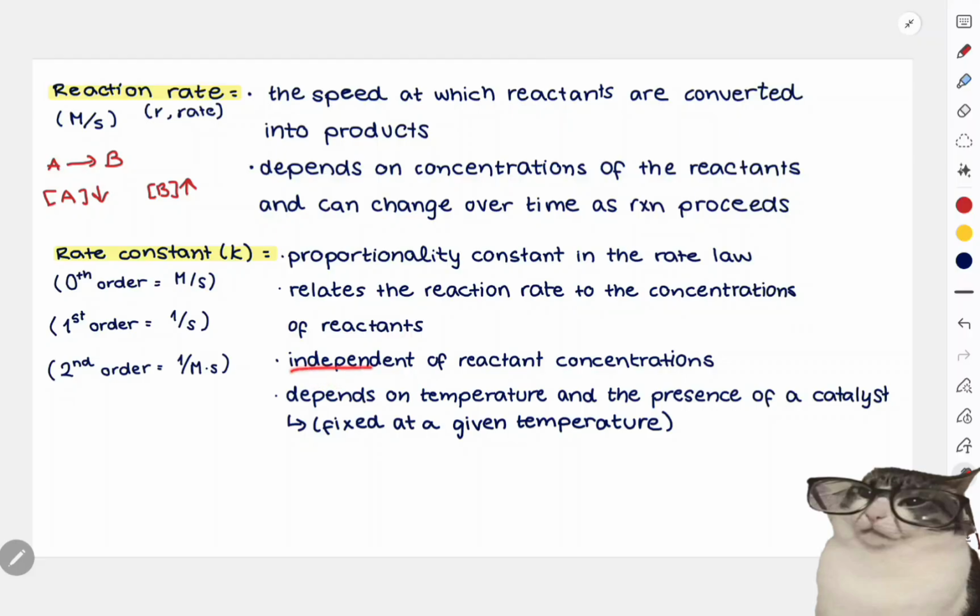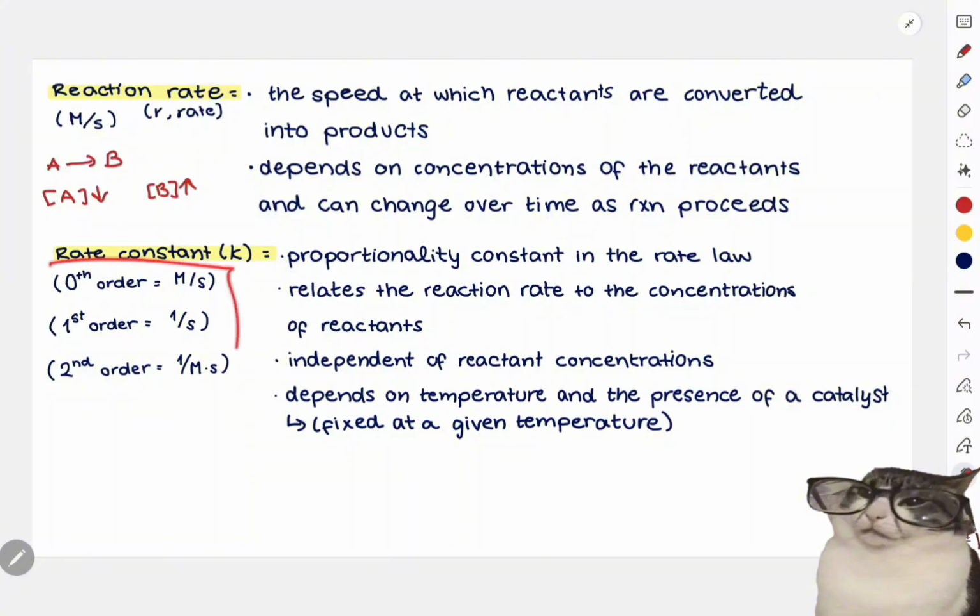Unlike the reaction rate, this is independent of the reactant concentrations, and instead it depends on the temperature and the presence of a catalyst. So let's say a reaction is fixed at a certain temperature. That will mean that the rate constant would remain constant. It will remain the same. However, if the temperature were to change, the rate constant would also change. And that would then apply as well to whether or not there is a catalyst during the reaction.